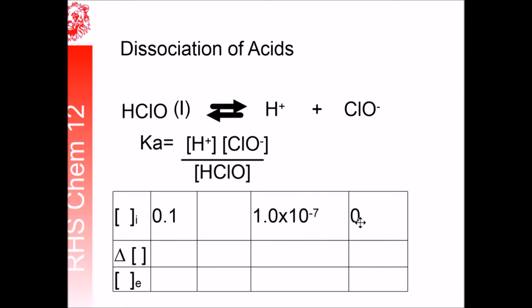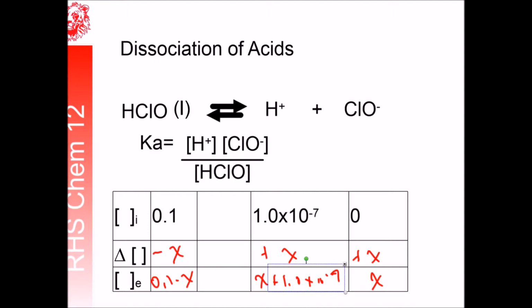And then when we press play on the reaction and allow this reaction to actually come to equilibrium, we're going to lose some of this, and we're going to gain some there, and we're going to gain some there, and we end up with 0.1 minus x, and x plus a very small amount, 1.0 times 10 to the negative 7, and x. And then we could take those numbers and put them into our Ka and find the concentration of H+.